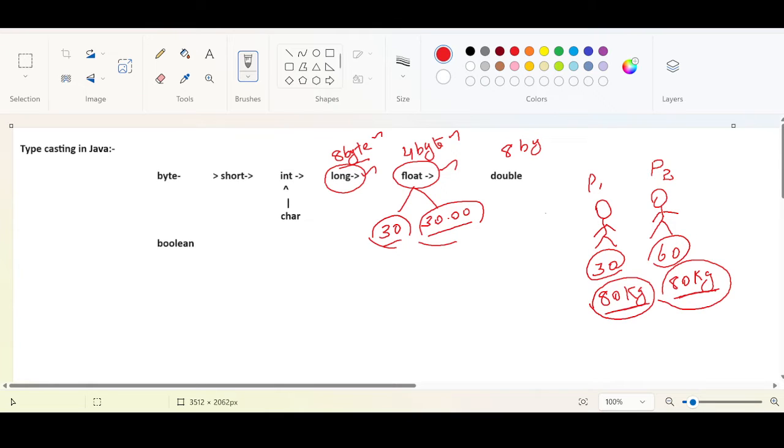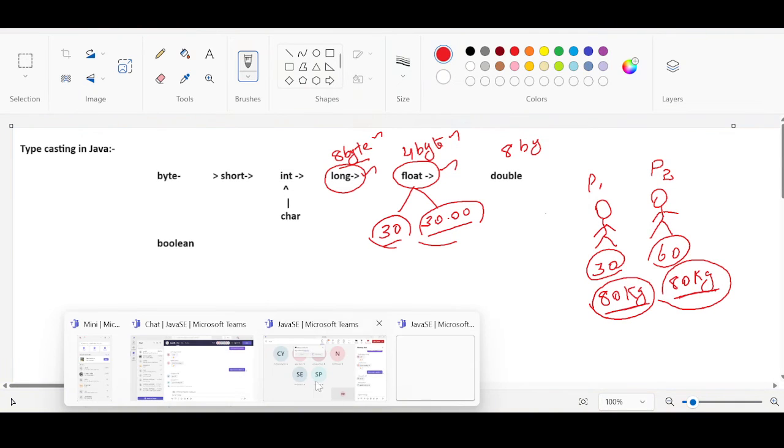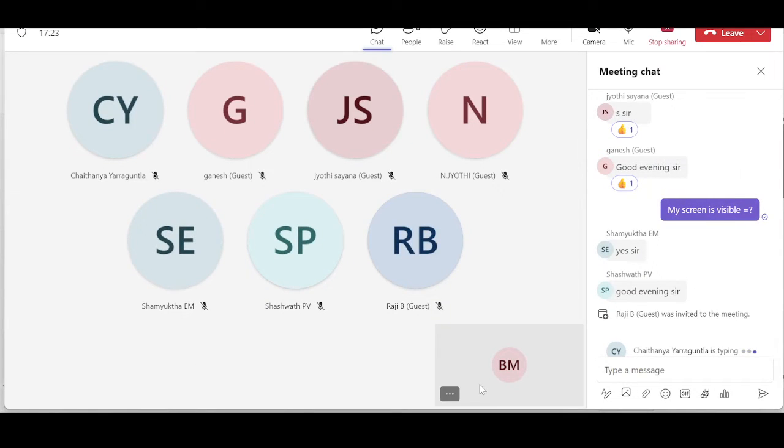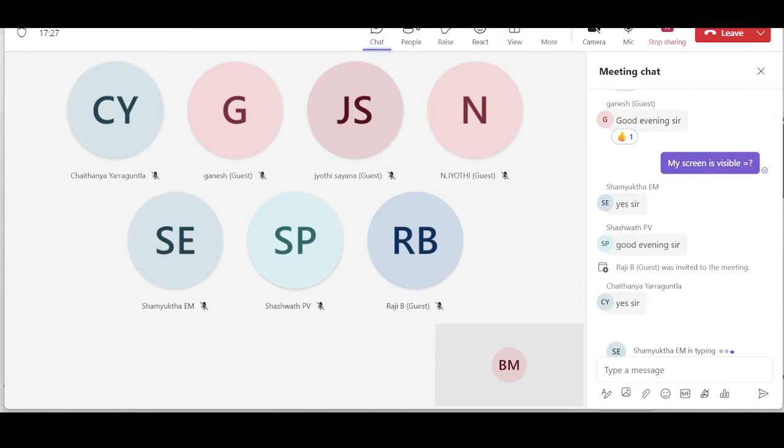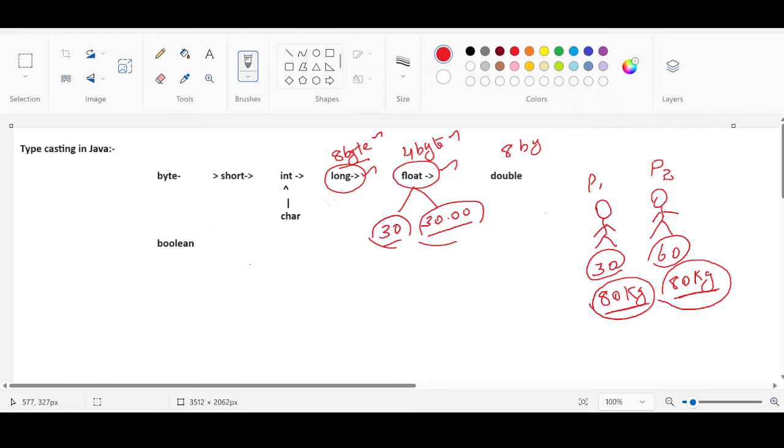Right? Making sense? Just type yes in the chat box if you understood this concept. Yeah. So you will have to remember this chart every time. Right? You will have to remember this chart.